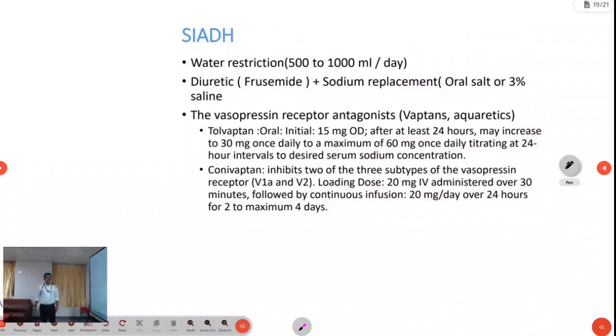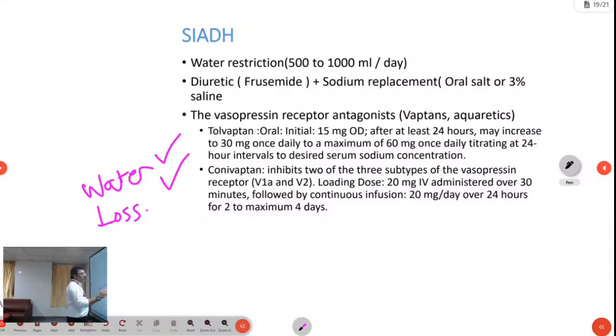Now SIADH treatment is slightly different from other treatment, because you know that there is water retention, then loss of sodium through the kidneys. So water restriction is the first strategy. Second strategy is water removal through the kidneys by diuretic. Third strategy is preventing the loss of sodium by tolvaptan, that is a vasopressin receptor antagonist. So water restriction is the first strategy, giving diuretic is the second, third one is vasopressin receptor antagonist.